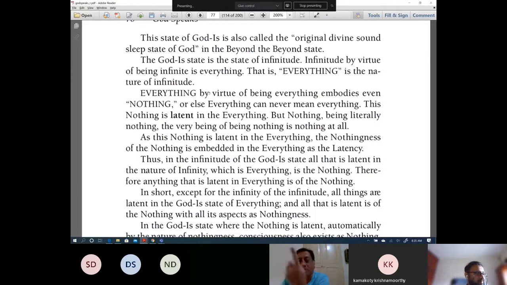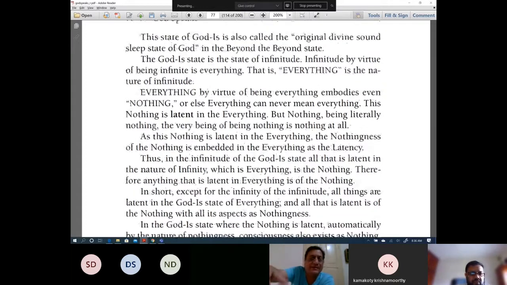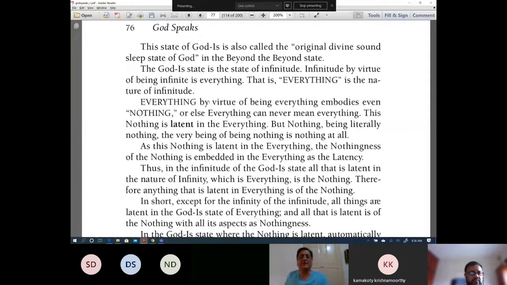We have to differentiate between what we understand as everything. What we understand as everything is nothing but illusion or Maya. It is actually nothing. And this nothingness or shunya is everything. It's a little bit difficult to understand, but that is how it is. Everything, by virtue of being everything, embodies even nothing, or else everything can never mean everything. This nothing is latent in the everything, but nothing, being literally nothing, the very being of being nothing, is nothing at all.